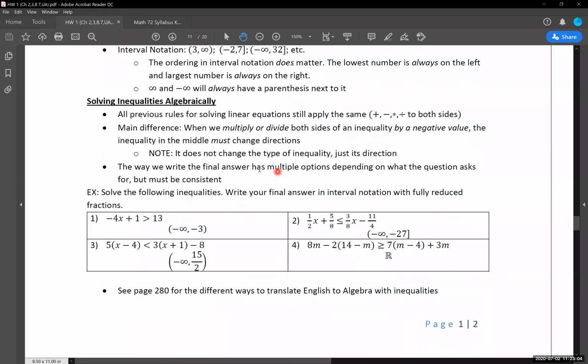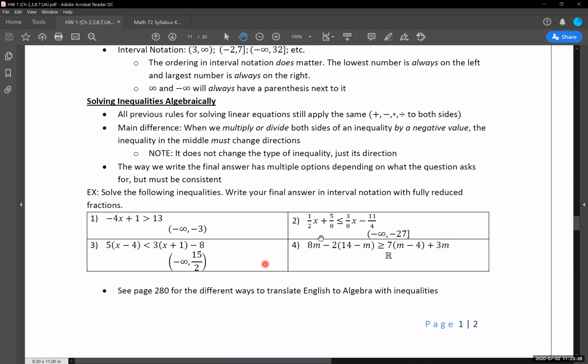From here, after we've gone through that and written things out, we write our final answer, either in inequality notation or in interval notation, depending on what it's asking for. For instance, here: your final answer in interval notation with fully reduced fractions. Okay, so we're working through those.